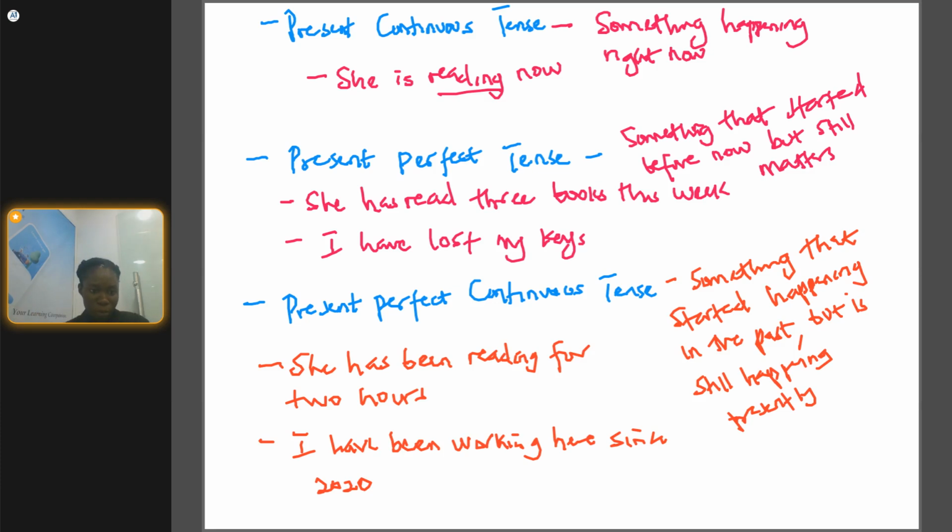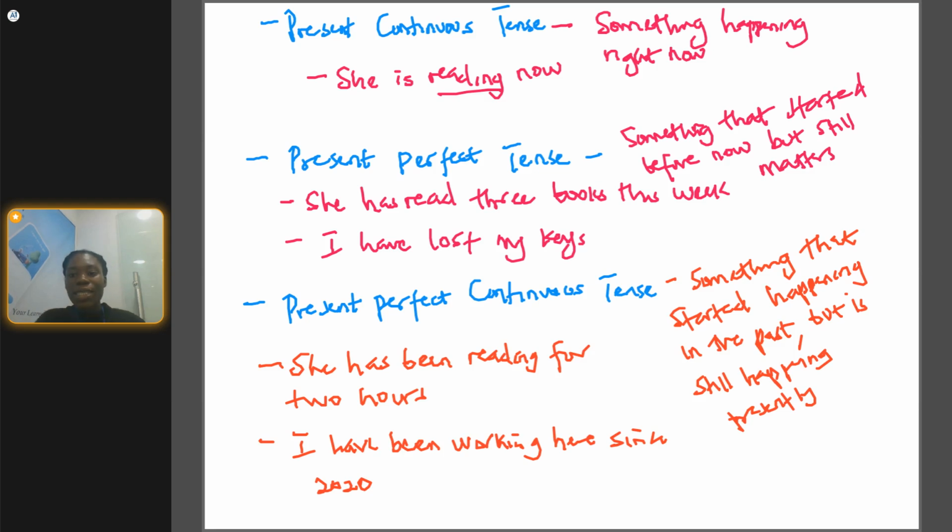When you say I've been working here since 2020, it means I started working here in 2020. That's in the past. 2020 is like 5 years ago, yeah? So that's in the past, and I still work here. So I've been working here since 2020, which is in the past, but it's still happening now because I still work here. So that's present perfect continuous.